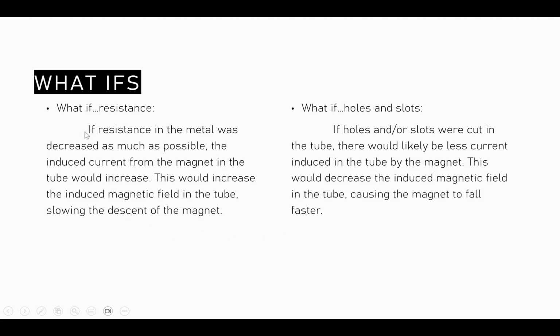So for the what-ifs, if the resistance in the metal was decreased as much as possible, the induced current from the magnet in the tube would increase. This would increase the induced magnetic field in the tube, slowing the descent of the magnet. And if you cut holes or slots into the tube, you would get less current induced into the tube by the magnet, which would have the opposite effect and cause the magnet to get through the tube faster.